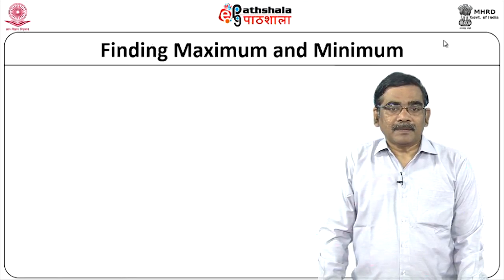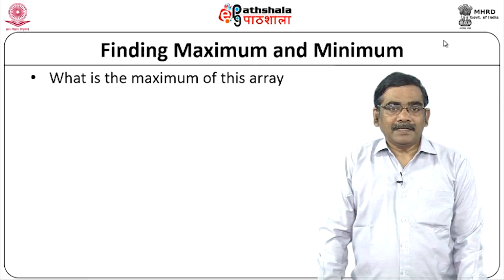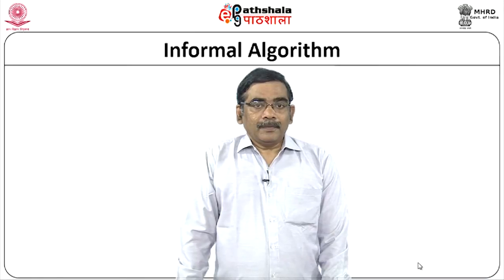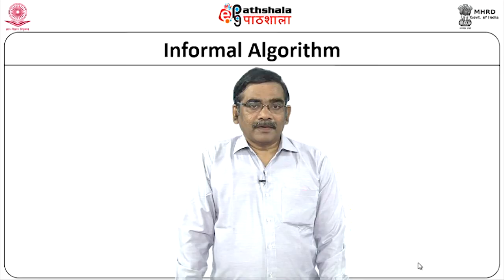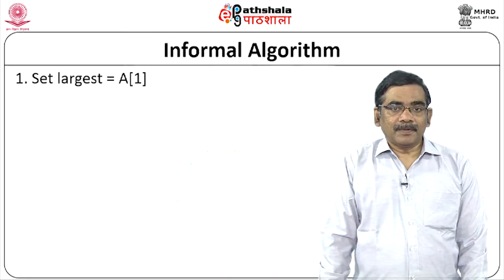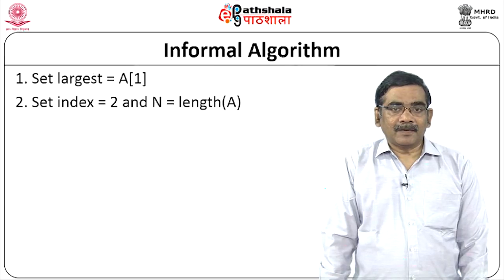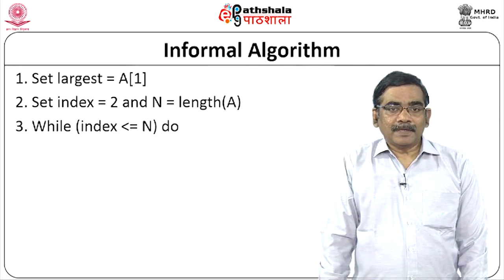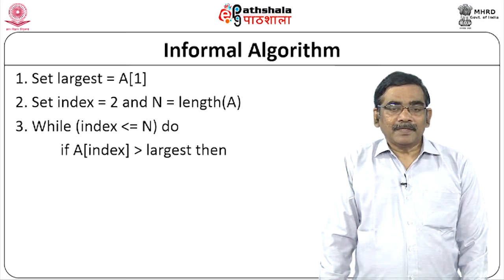So, what is the maximum of this array? The conventional algorithm says we can scan the array from left to right looking for the maximum element present in the array. Now, let us discuss the informal algorithm to find the largest element in an array. Initially I set A1 as the largest, and I start from the second element onwards, so index equal to 2, and n is the length of the array, and I start the loop. That means I am going to compare one by one to find the largest element.